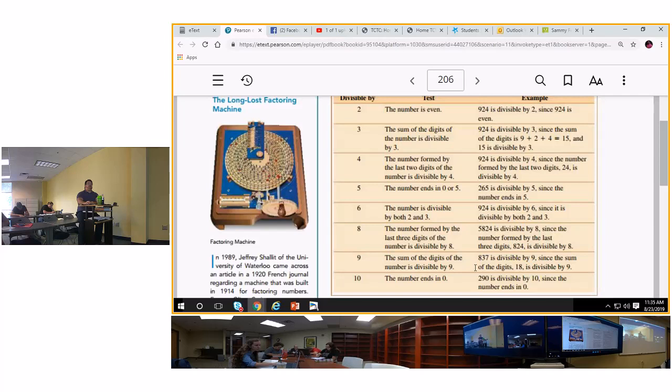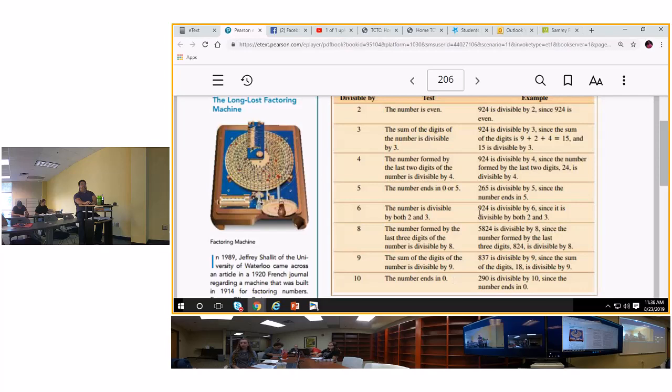And just like with 3, if you add the 3 numbers up, 7 plus 3 is what? 10. 10 plus 8 is 18. Is 18 divisible by 9? Yes. Then the whole number is divisible by 9. And then the easiest one, besides the 2 and the 5, is 10. If the number ends in 0, it's divisible by 10.